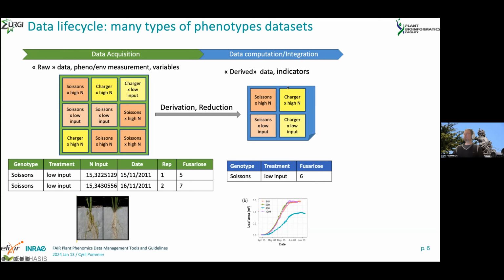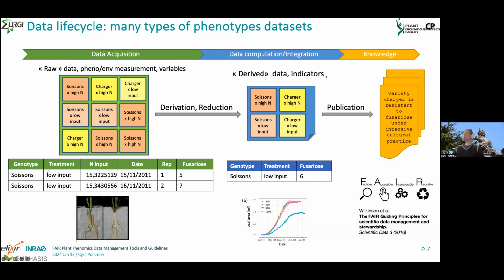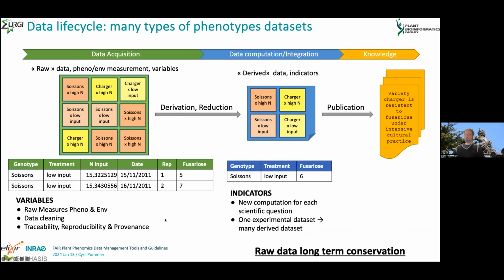And from those derived data indicators, we can then extract the knowledge, such as a variety's resistance to fusarium in intensive cultural practice. The thing to keep in mind is that in data acquisition, we are mostly dealing with variables, with raw measures, phenotype, and environment. We have to deal with data cleaning, with traceability, reproducibility, and provenance.